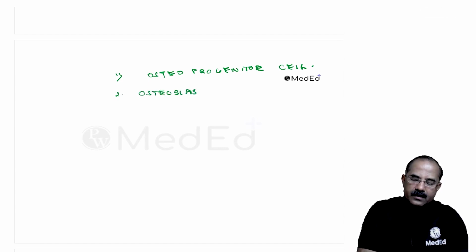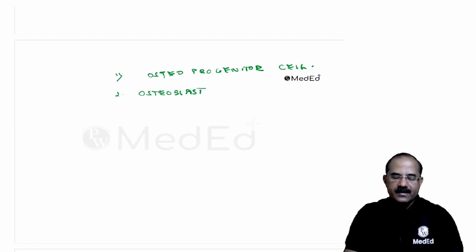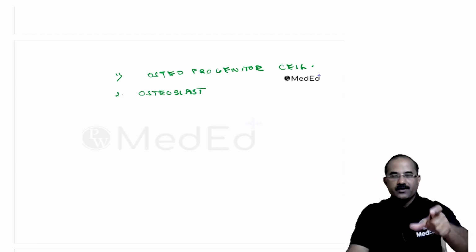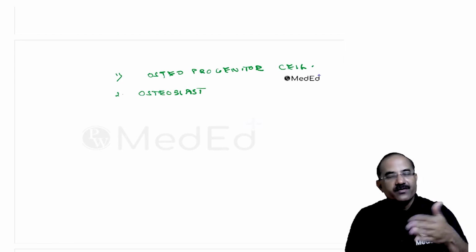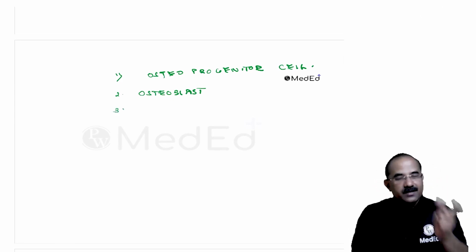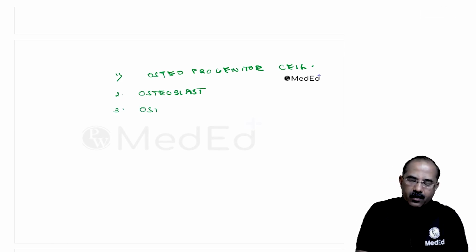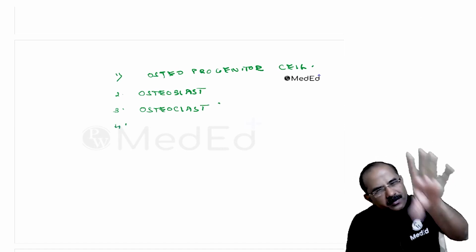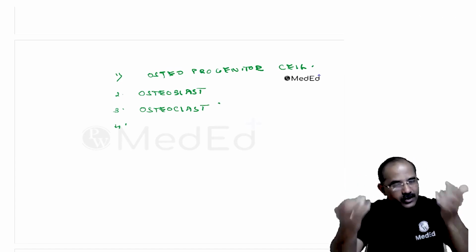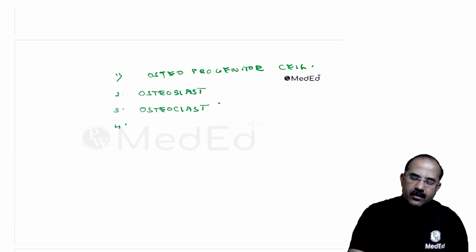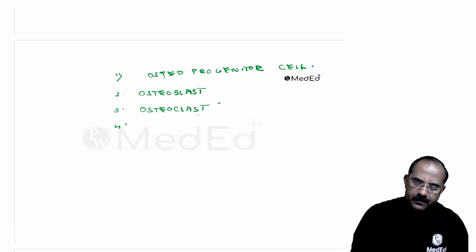The second cell that we find in the bone is osteoblast. So what is the function of the osteoblast? It forms the bone, it forms the matrix of the bone. Once this function is done by the osteoblast, what does it become? Osteocyte. Yes. Osteocyte is a resting osteoblast. When the osteoblast's function is done and it is resting, we call it an osteocyte.